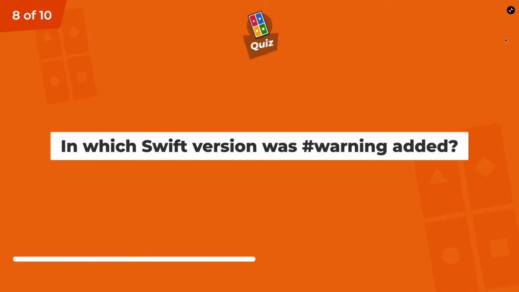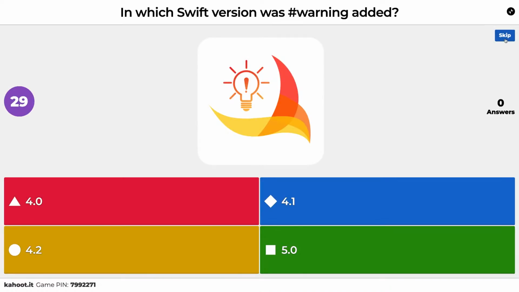Question 8. Now, double points. In which Swift version was hash warning added? Pound warning, hashtag warning. Was it 4.0, 4.1, 4.2, or 5.0? Hash warning, along with hash error, I should say. Ten seconds, folks. Get your answers in now.